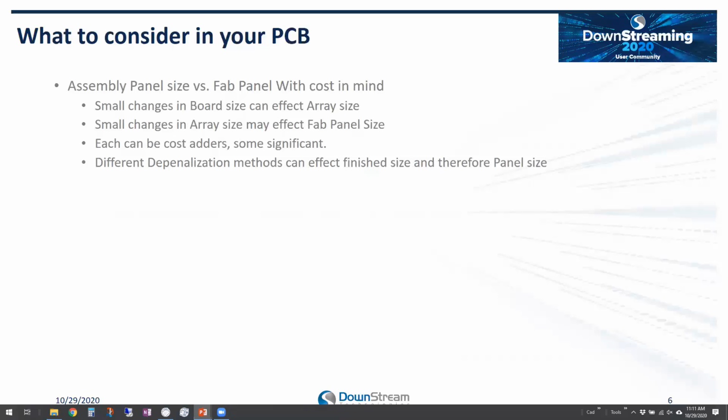Now, what you want to consider, again, is the assembly panel size versus the fab panel size. So small changes to your board size, making it a little bigger, means I can put less on an assembly panel, and less on an assembly panel means less in the fabrication panel. This all affects costs. Okay.